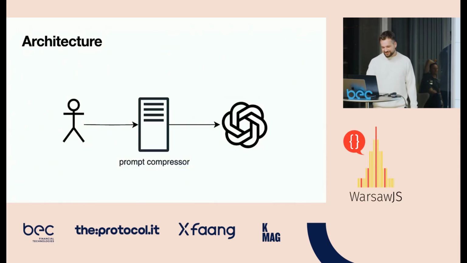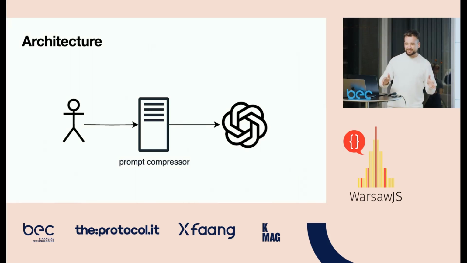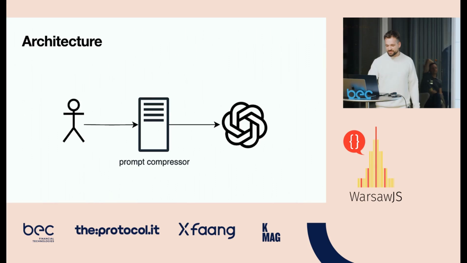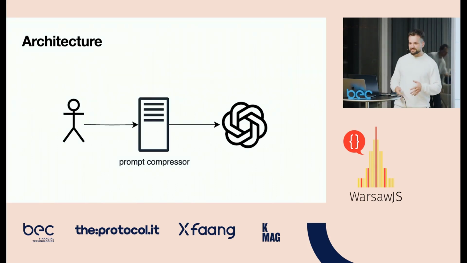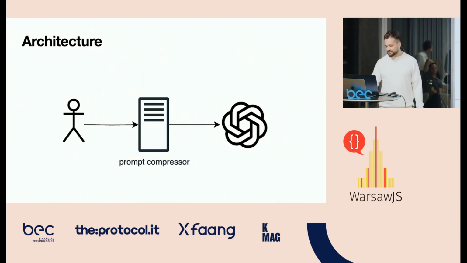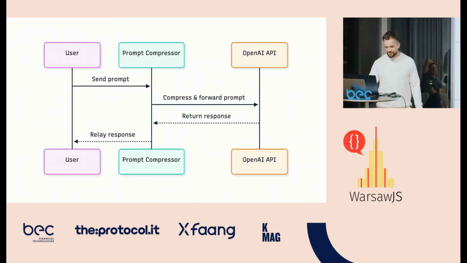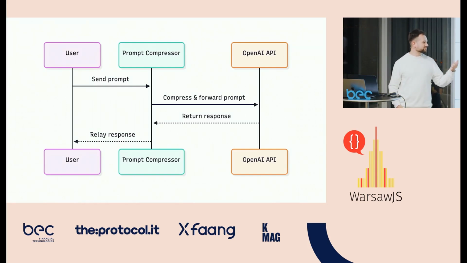I know. I made it into a Docker container to make it an invisible proxy. So this is a prompt compressor. You can just plug it into your existing LLM stack and it will work. So this is kind of how it works. You send the prompt to the compressor, it does the compression, sends it to OpenAI or whatever, and you get a response.